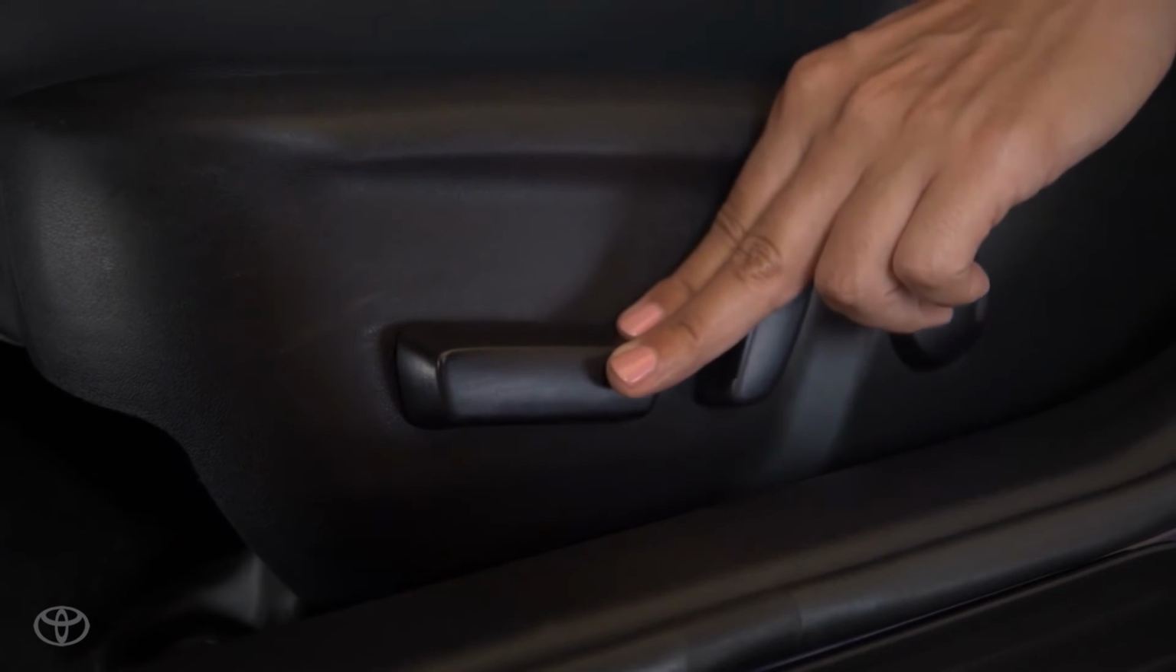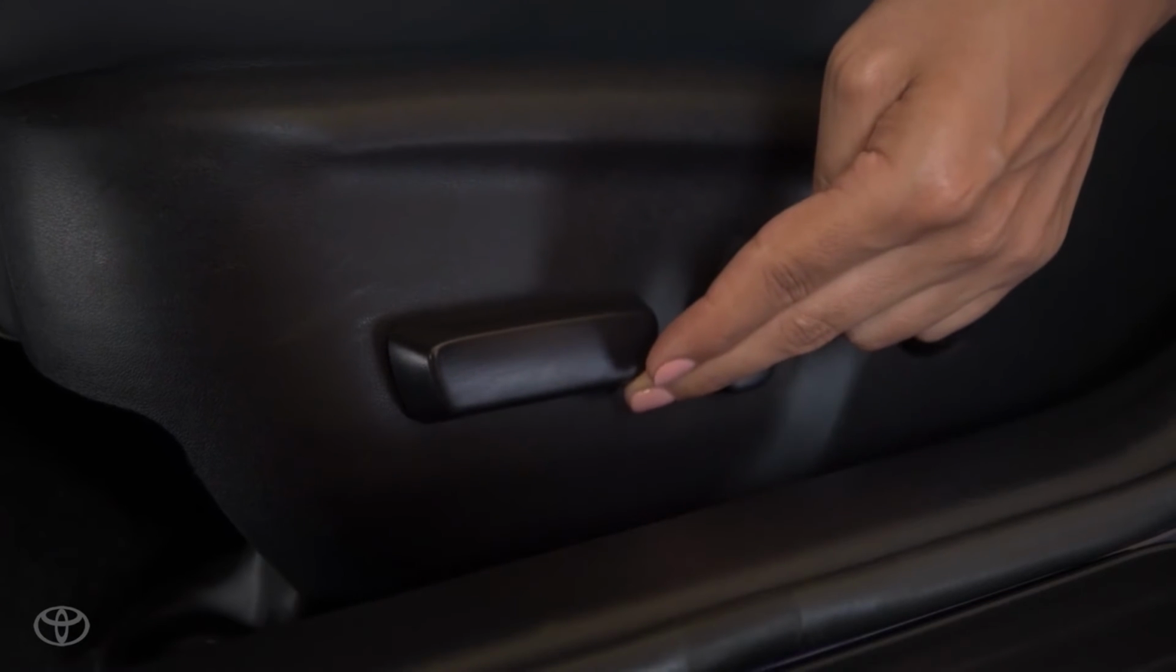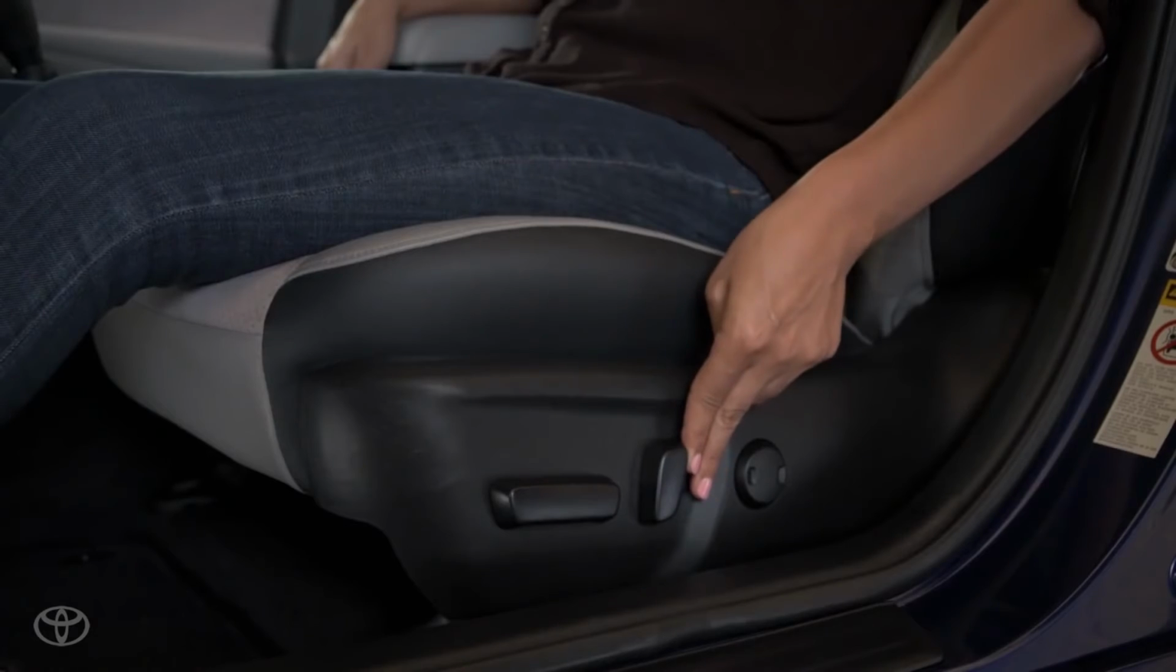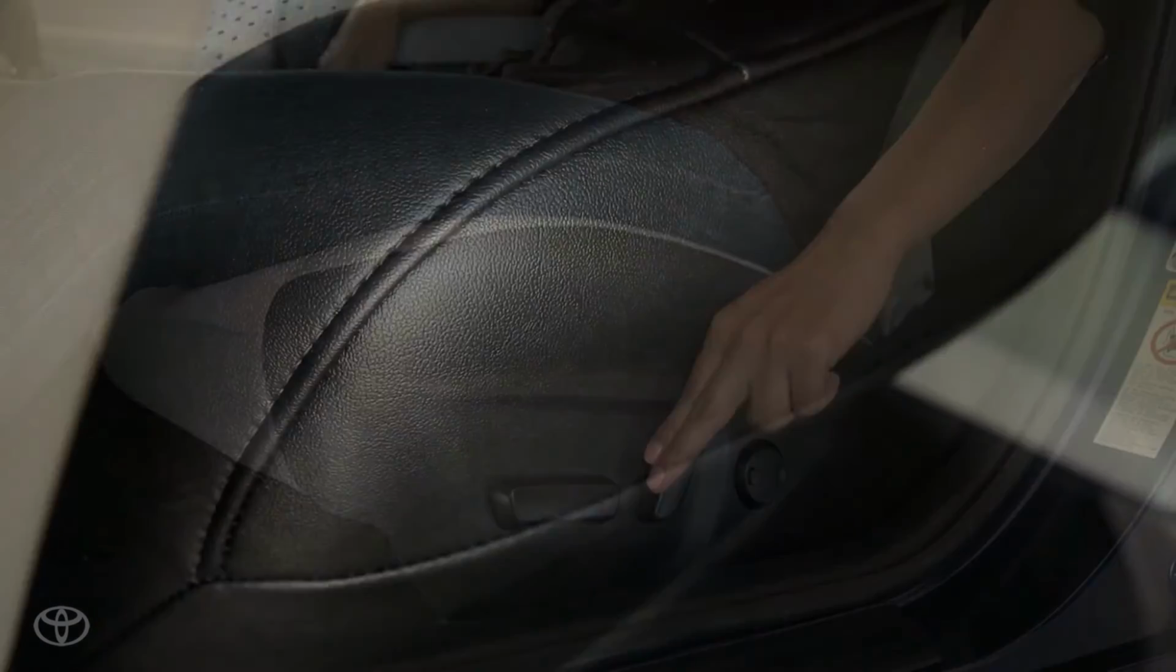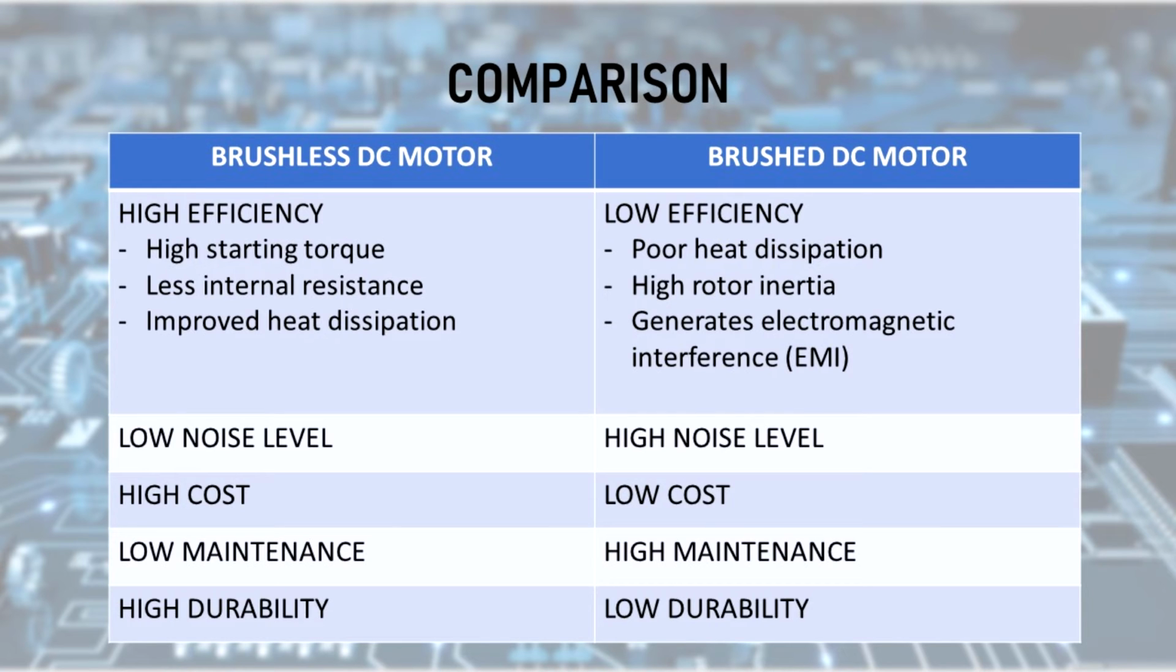As another example from the automotive world, seat adjustment motors in high-end cars have been adopting brushless motors because they generate less acoustic noise. For the comparison, the brushless motor has a higher energy efficiency, lower electrical noise level, higher rotational speed, lower maintenance, higher durability, and is more expensive than the brush motor.